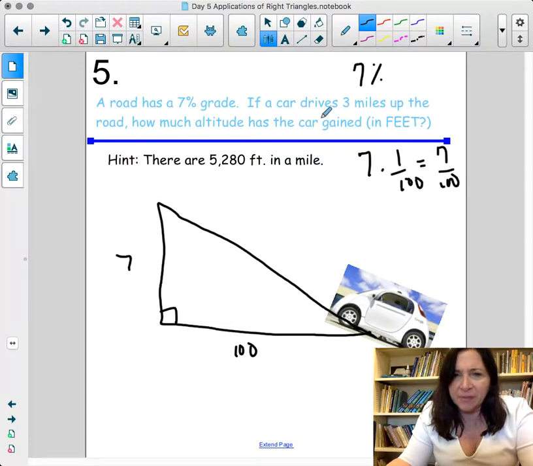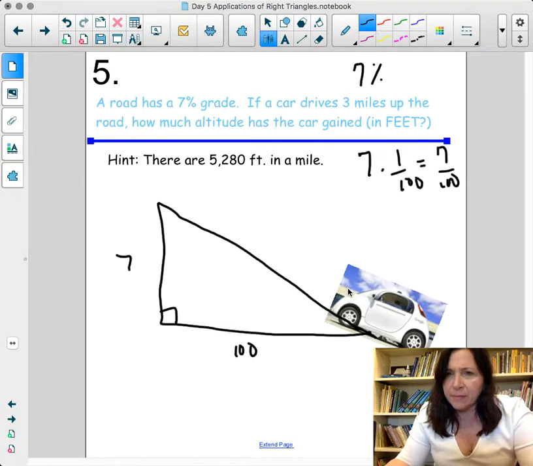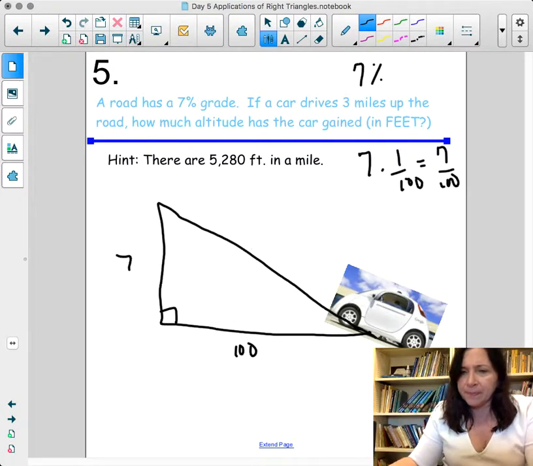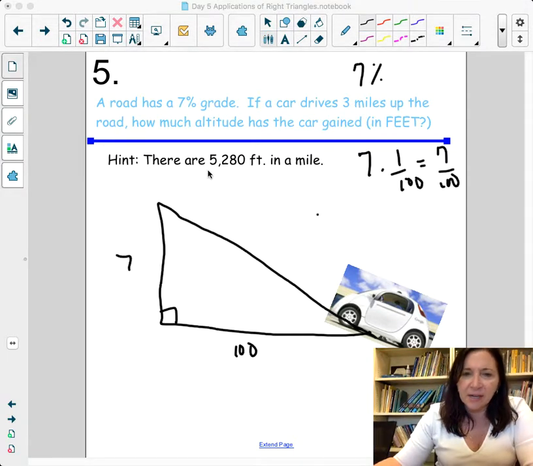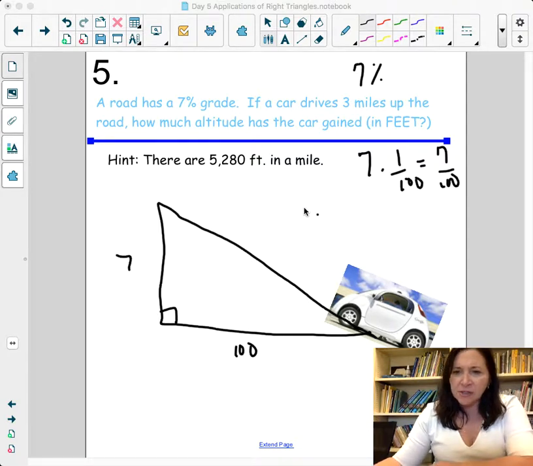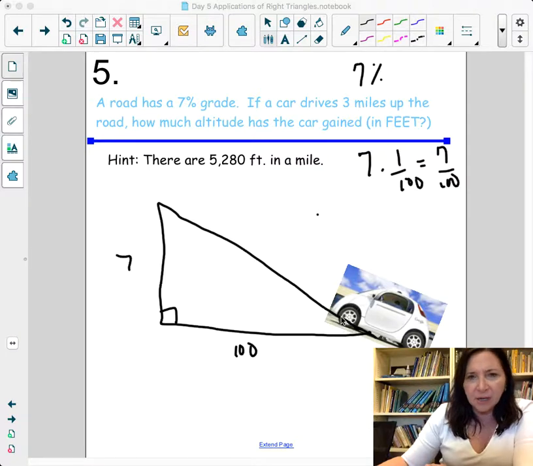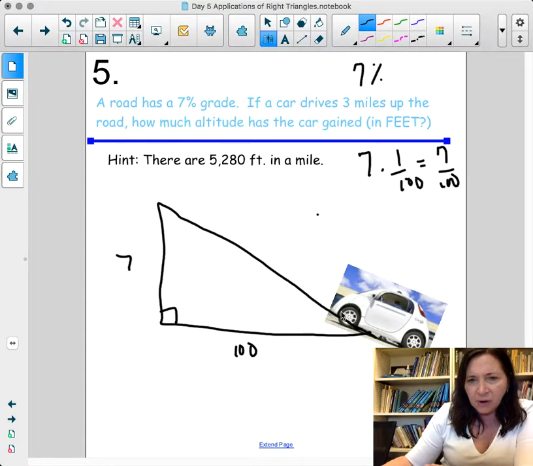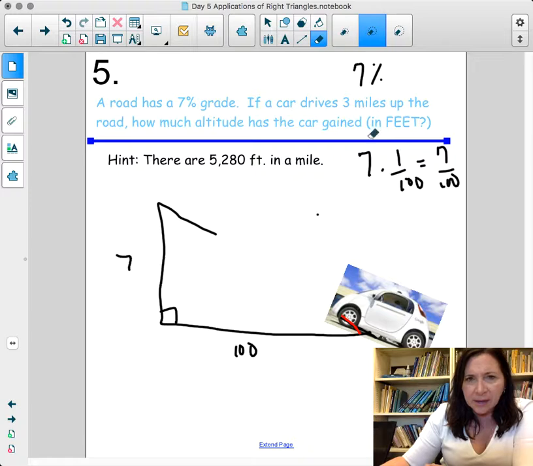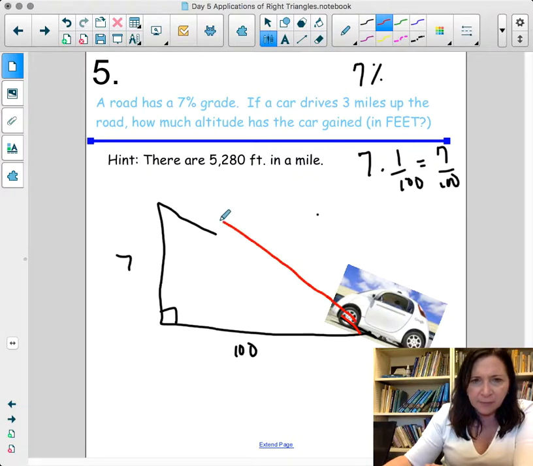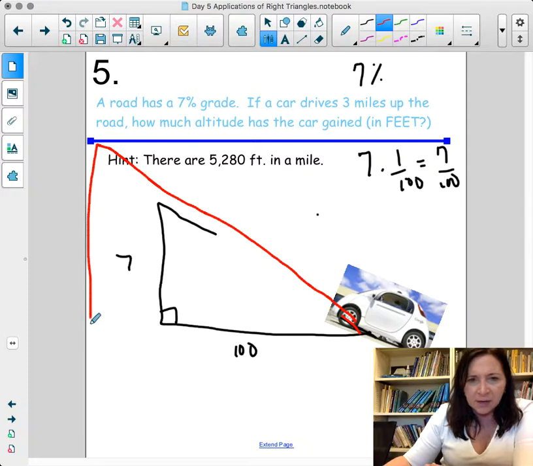Now here's the problem here. It says if a car drives 3 miles up the road, okay. So so far, there's 5,280 feet in a mile. And so what you're doing here is you're thinking, well, I need to know how much altitude the car has gained in feet, because this car is going farther than what we have so far. So far the altitude is 7, but in this case, this is going to keep going farther. Okay, and so we need to know how much it's gained.